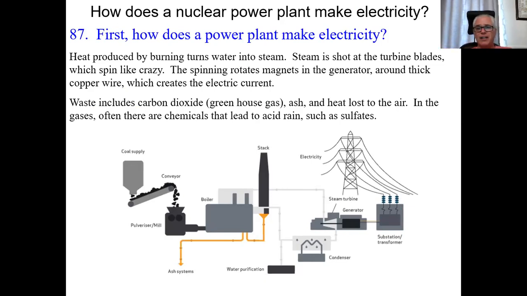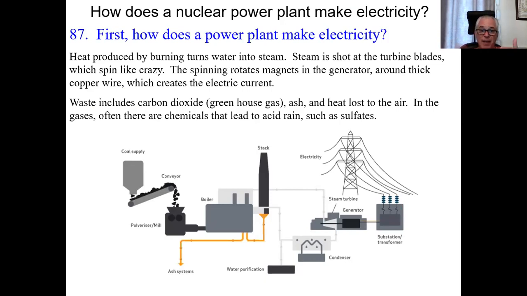The turbine's connected by a metal rod to the generator, and the generator basically is just a bunch of copper wire and magnets. And when the magnets spin around copper wires, that actually creates electricity. Electricity and magnetism are very close, and when you get to physics, you'll see that there's a really big connection there. But spinning of magnets makes electricity as long as they're spinning around the copper wire.